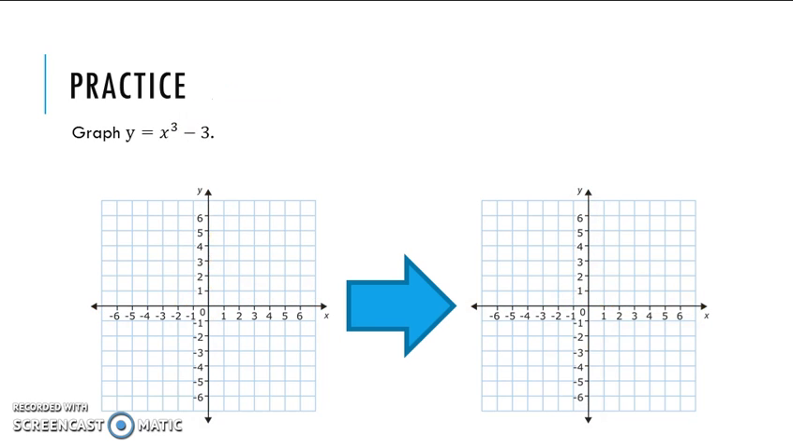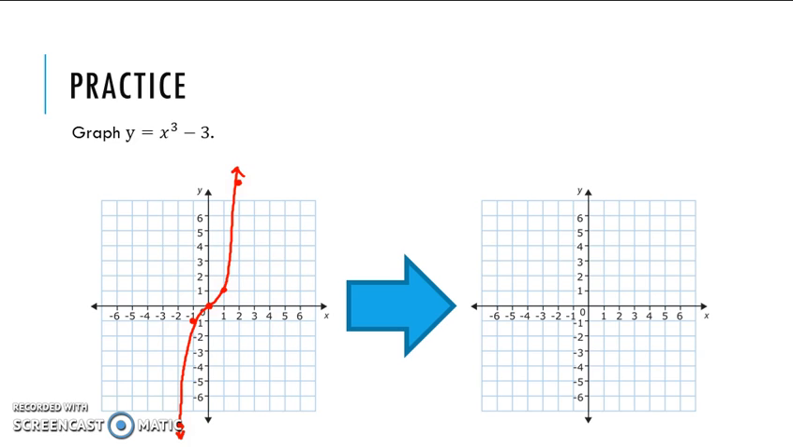Okay, I've got y = x³ - 3. Parent function is (0, 0), (1, 1), (2, 8), (-1, -1), (-2, -8). I know the point is off the graph, but you still have to graph it. I need to have 5 points for this function. So there's my parent function.